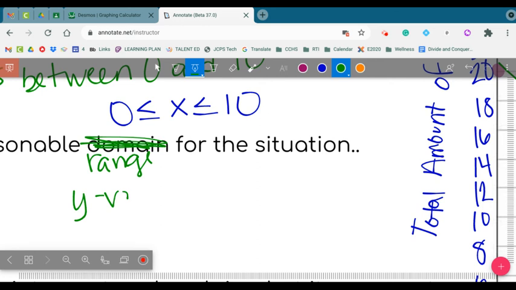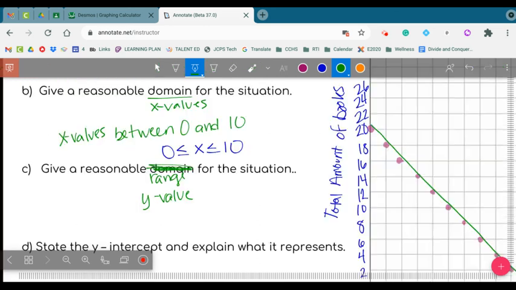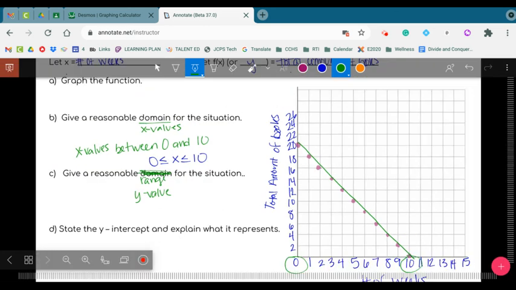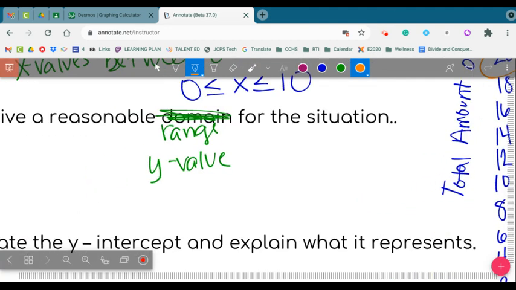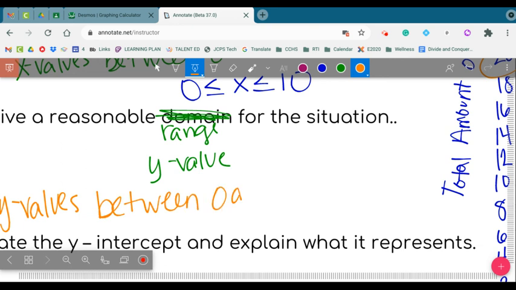Range is your y values. So for this one, your y values fall between 0 and it goes up to 20, and then it stops. So you could state y values are between 0 and 20. You could also write this as 0 is less than or equal to y, which is less than or equal to 20. Either one would be okay.